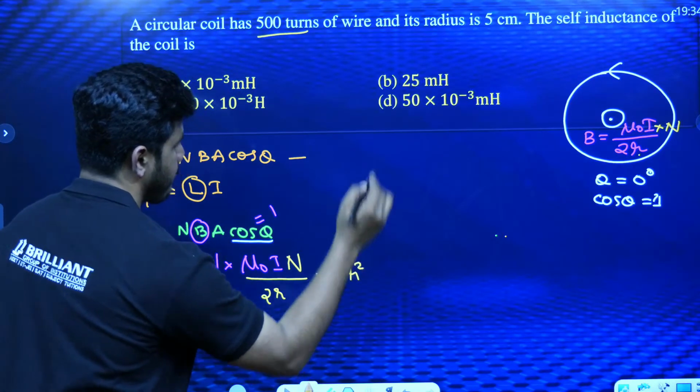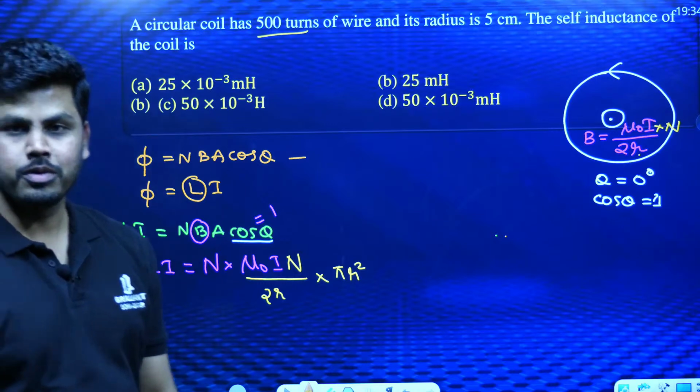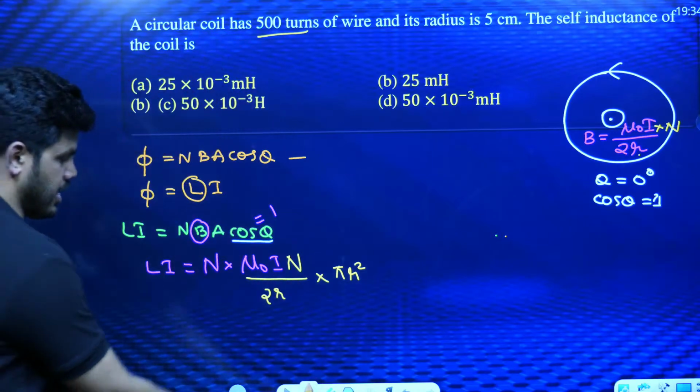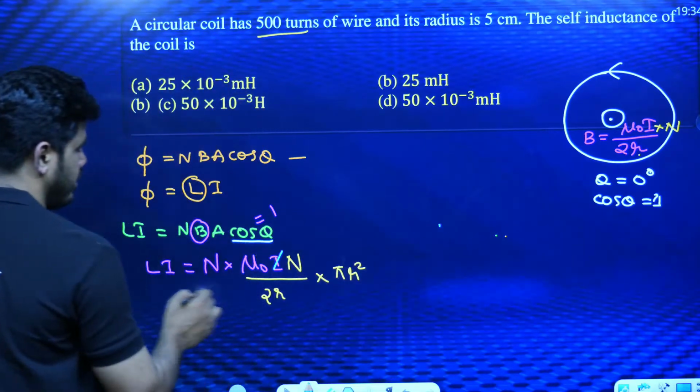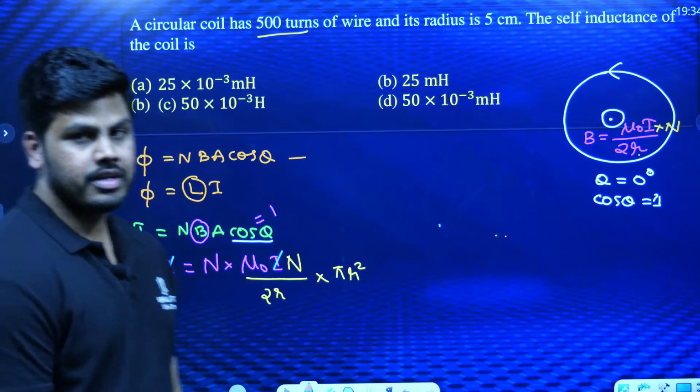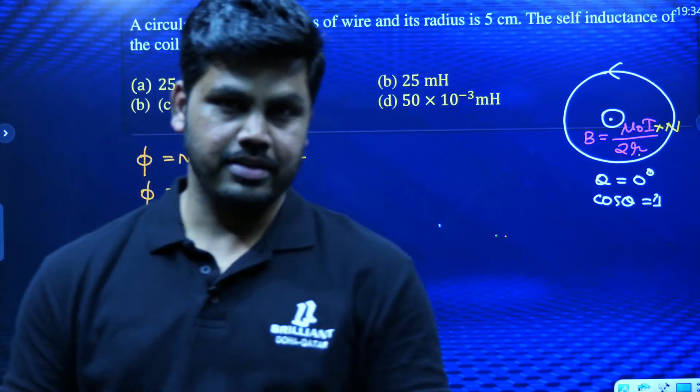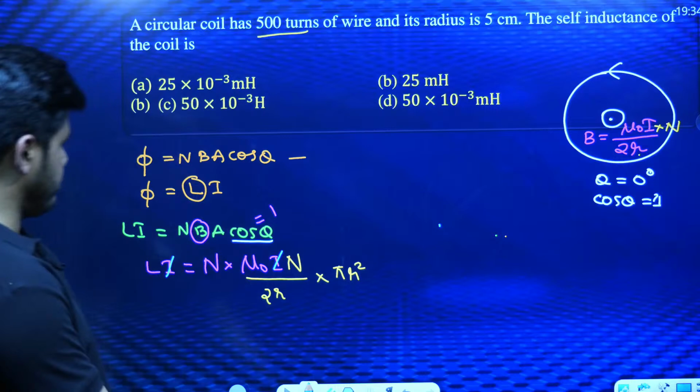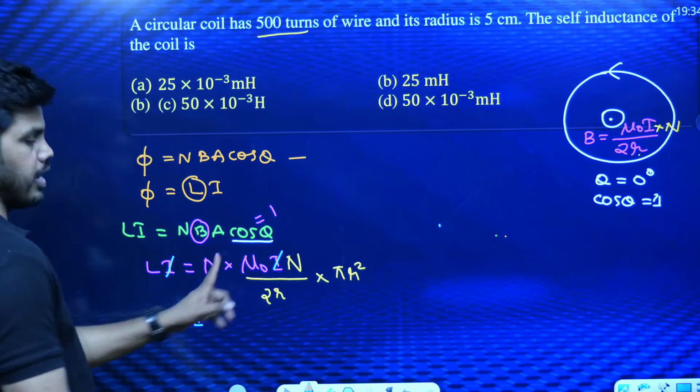Pi r square. Correct? Cos theta is gone. Cos theta is 1. Now simplify this, and interestingly, look at this, I is gone. We are not given any current there, and that current is not needed in this calculation. So now it is easy. L is equal to, substitute those values.